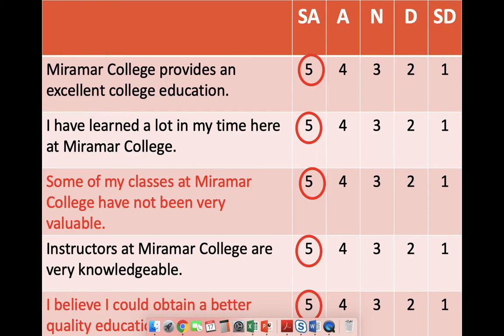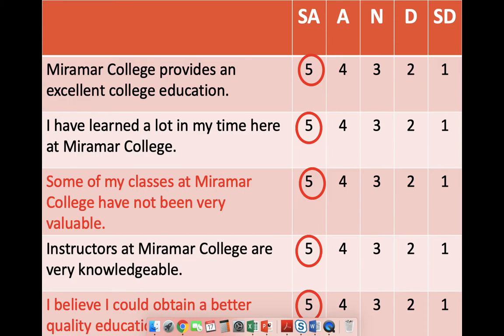Because somebody that truly agrees with the items 1, 2, and 4 in the black font will probably not also strongly agree with questions or statements 3 and 5. So that would be a way to identify acquiescence bias, is by including those negatively worded items.